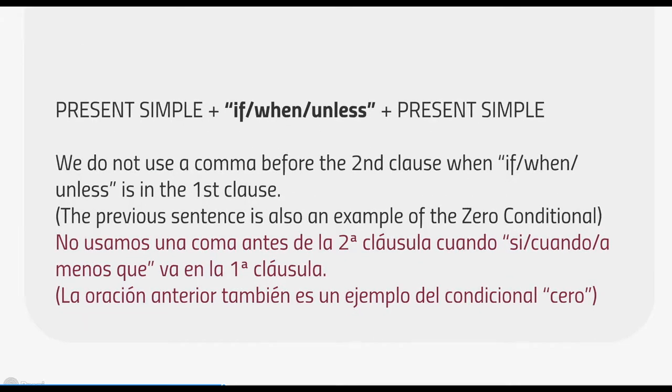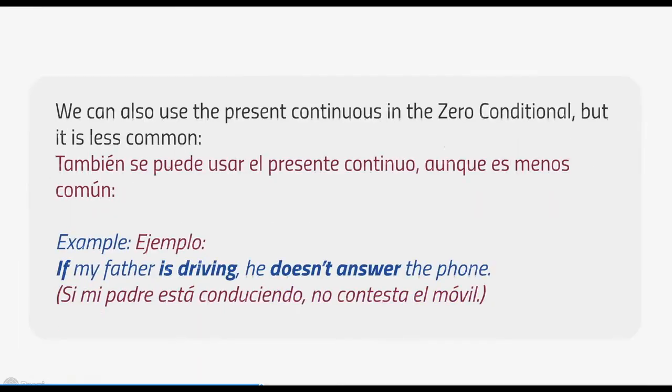Present simple plus if, when, unless plus present simple. We do not use a comma before the second clause when if, when, unless is in the first clause. The previous sentence is also an example of the zero conditional. We can also use the present continuous in the zero conditional, but it is less common. Example: if my father is driving, he doesn't answer the phone.